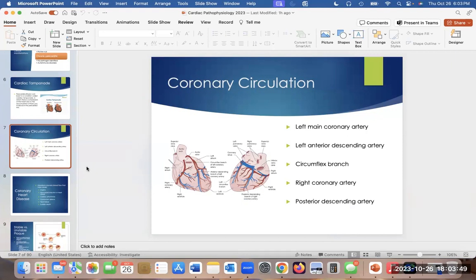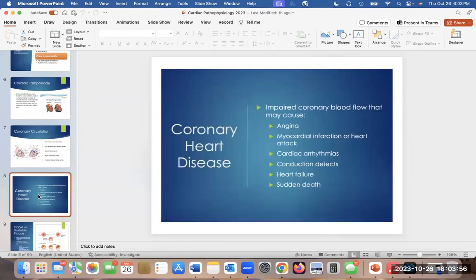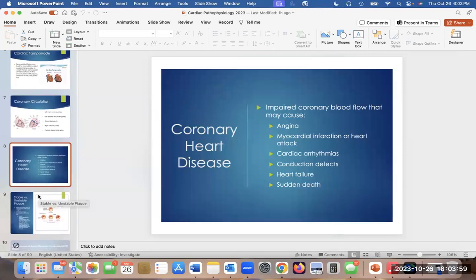Different types of ones. I really wouldn't say you need to know too much about this, but just knowing that these coronary arteries work to perfuse the heart. You have coronary heart disease, which means that there's impaired coronary blood flow that can cause angina. Why? Because of that lack of perfusion. Myocardial infarction. Why? Because that prolonged lack of perfusion leads to irreversible heart damage and a heart attack. Cardiac arrhythmias, cardiac defects, all because of that lack of blood supply.